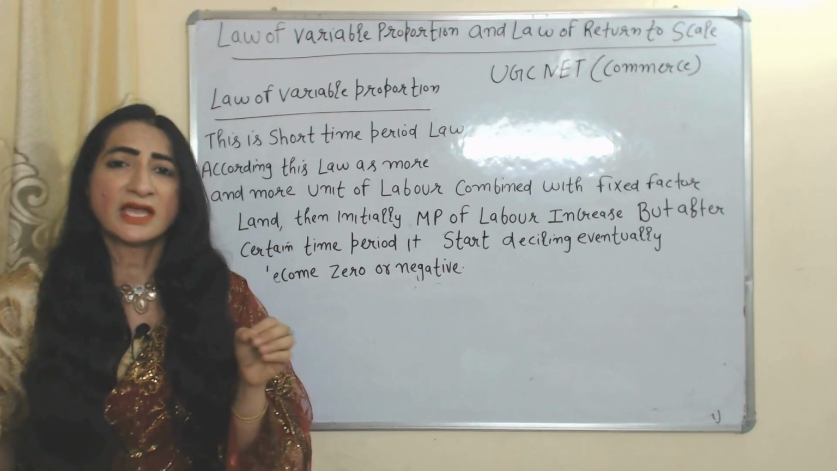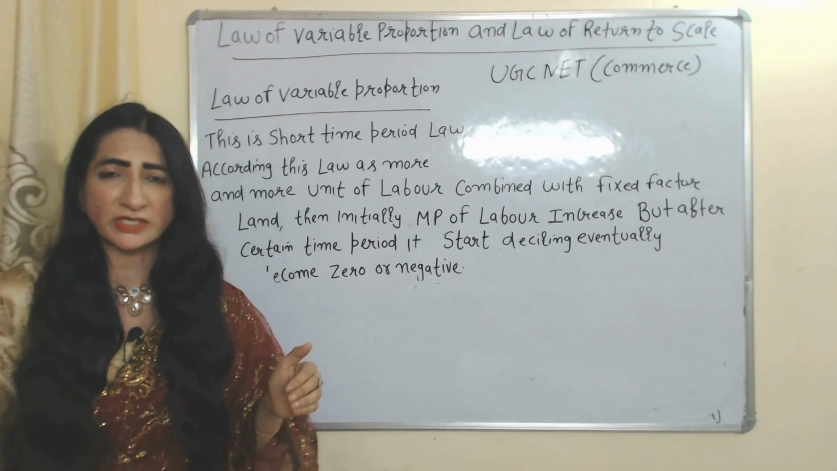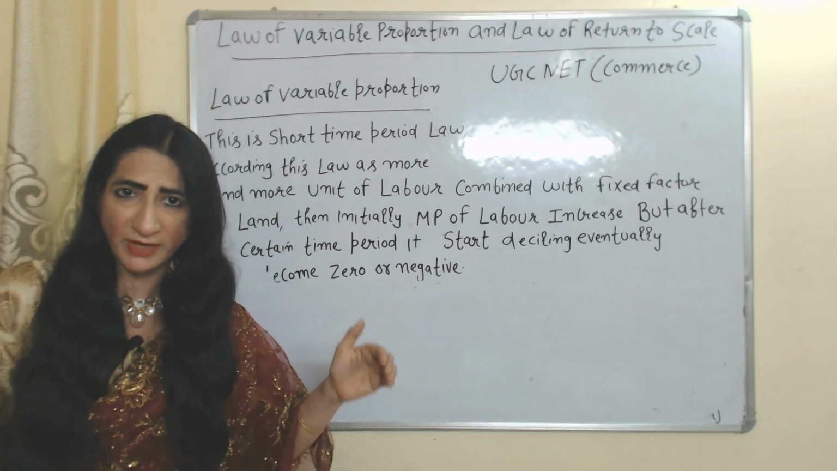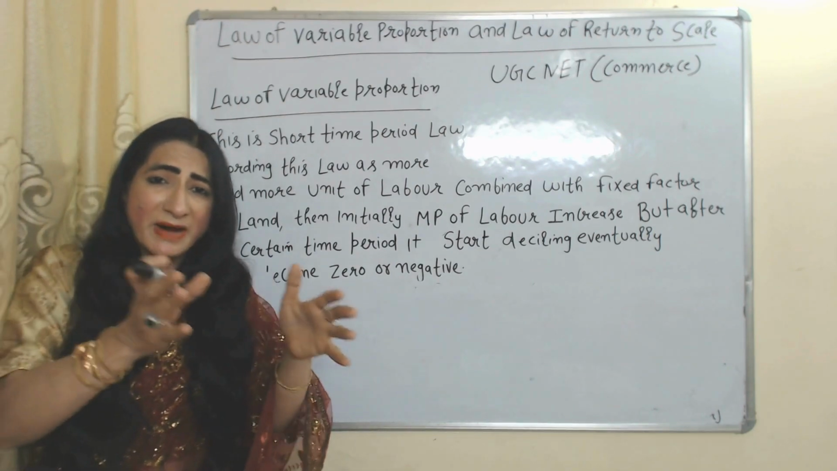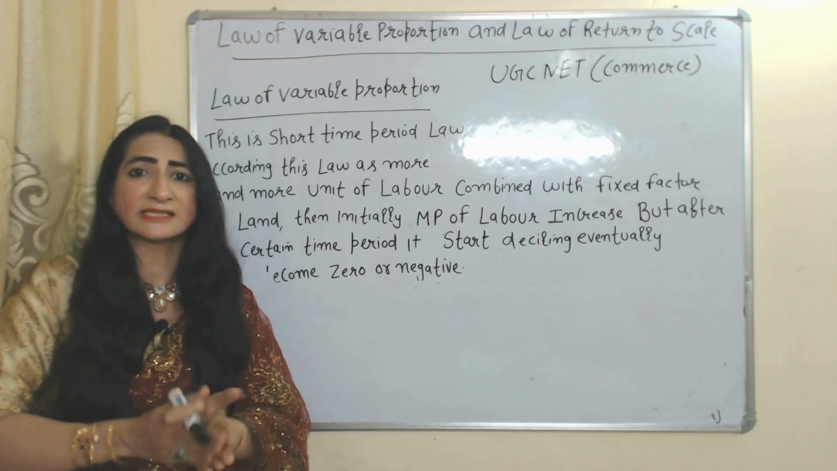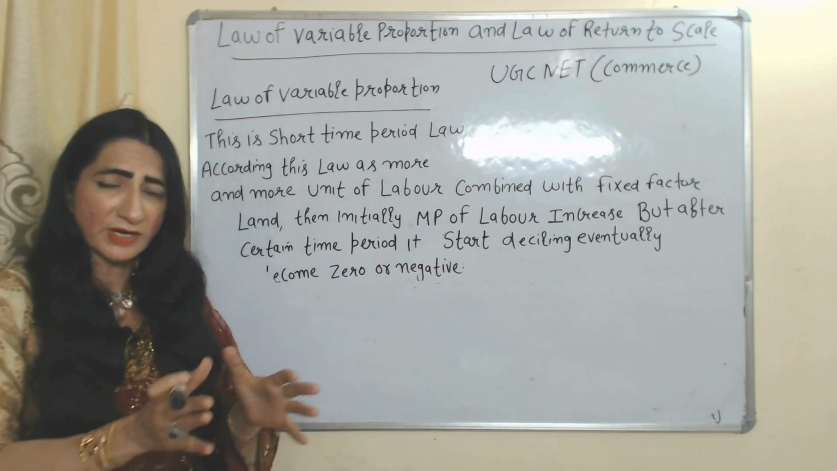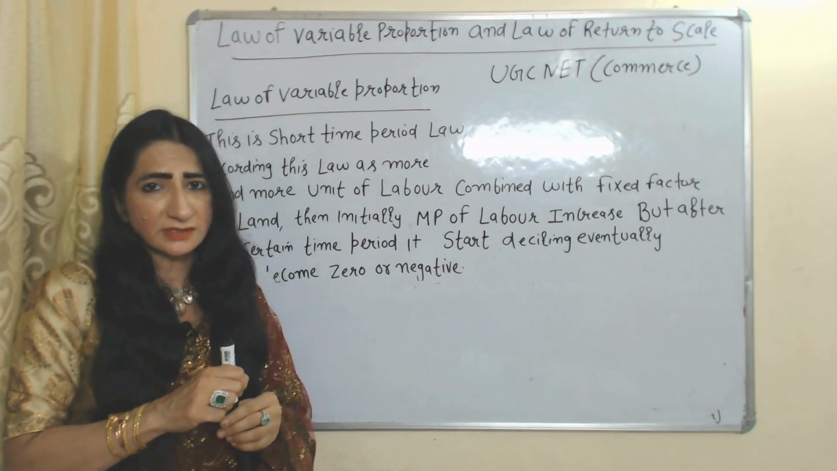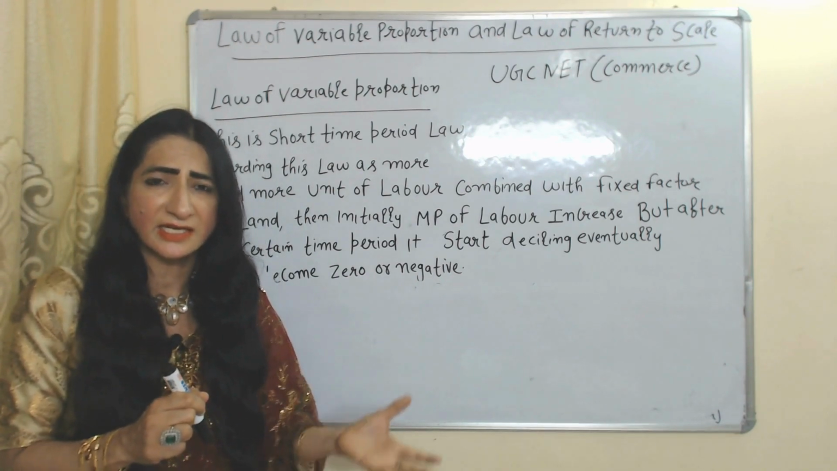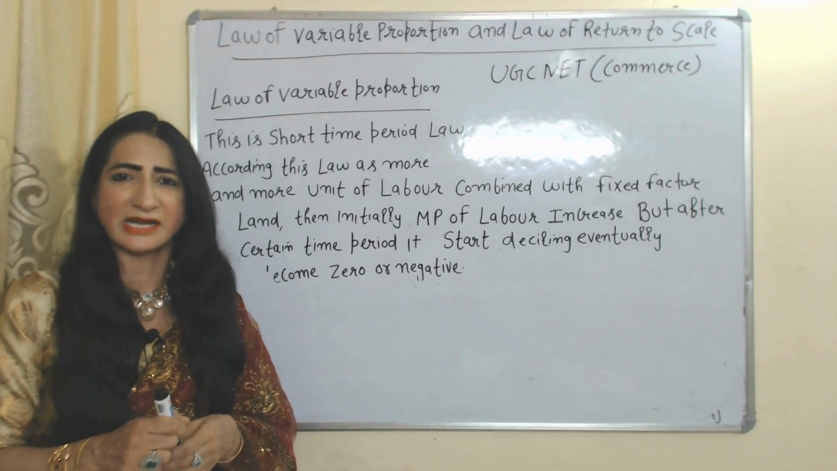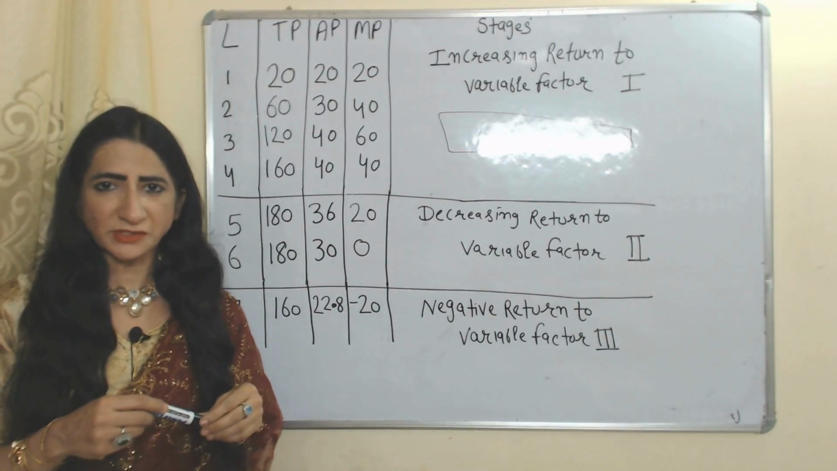According to the law of variable proportion, as more and more units of variable factor labor are combined with the fixed factor land, initially the marginal product of labor increases, but after a certain time period it starts declining, eventually becoming zero or negative. Now we will see the table of this law.